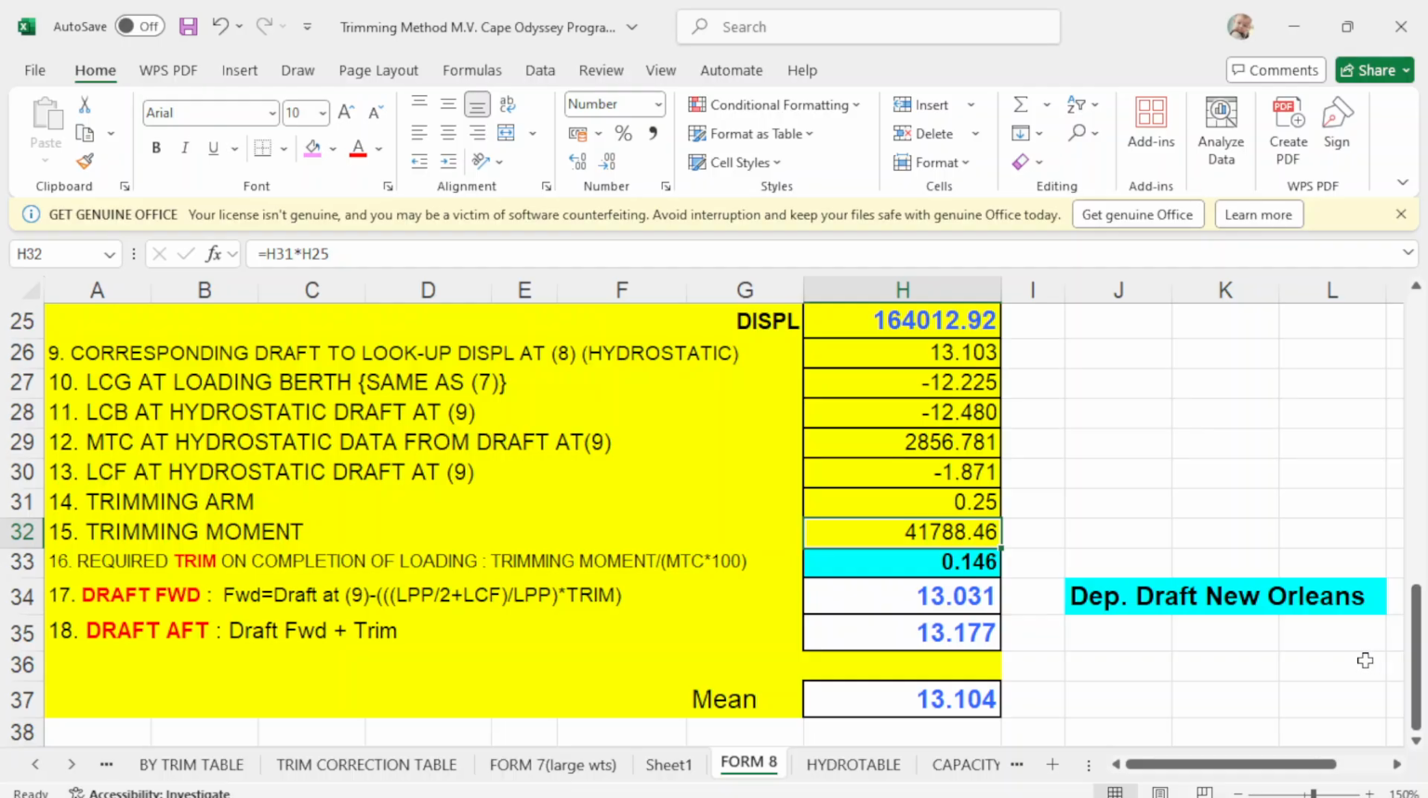Let's say that will be 13.03 plus 13.18, divide by 2. That will be 13.10, or 13.105. In the cells, H34 plus H35 divided by 2. This is the formula, guys. When you click this one, this will be the formula.